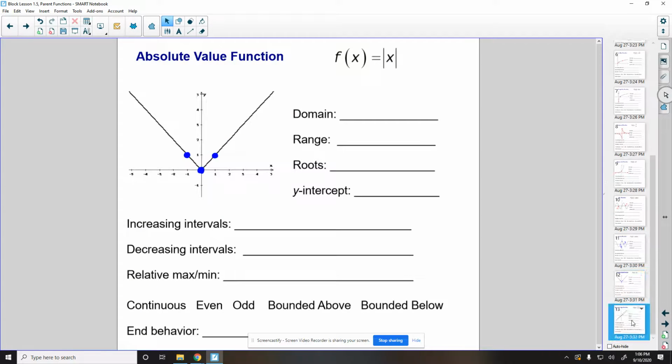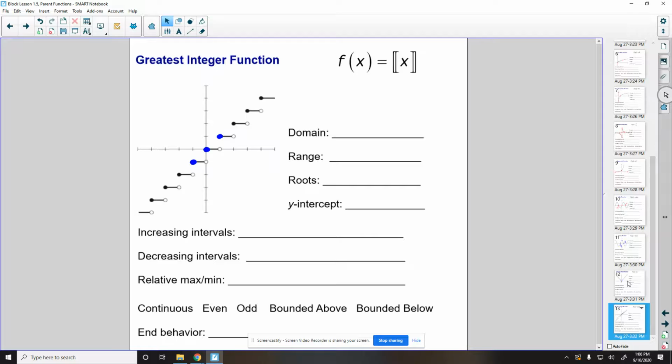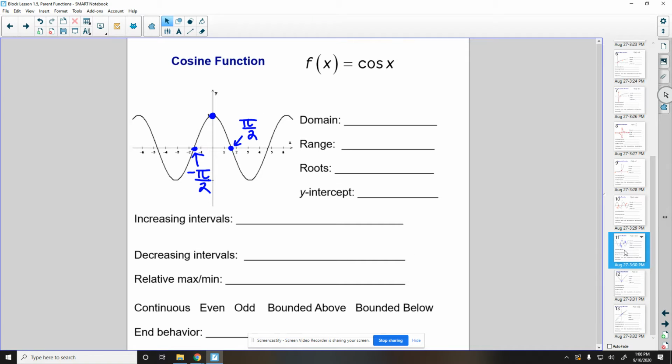And what you're going to be doing is you're going to be making flashcards, because your ultimate goal is to be able to recite the name, the equation, and draw the graph of each of these parent functions. So you're going to go to the next video, and I'm going to explain to you how I want you to make your flashcards.